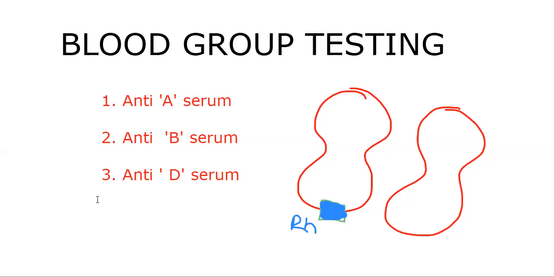The same factor can be present in any blood group. If A sugar polymer and B sugar polymer both are present, what is the blood group? The AB blood group. Now if the RH factor is also present, what do we have to say? AB positive. We have to say it like this. AB positive.